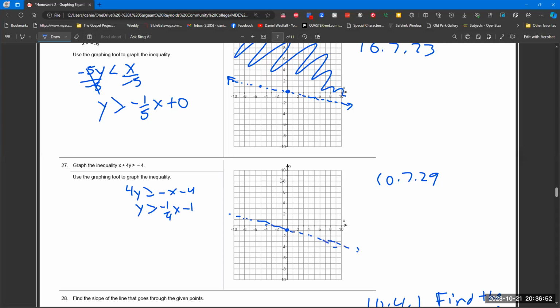And 0, 0 makes this true, but 0, 0 is above the line. And we see that we should be shading above the line because y is greater than. And so it checks out both when we use our test point and when we use our alternate method that tells us whether to shade above or below the boundary line.